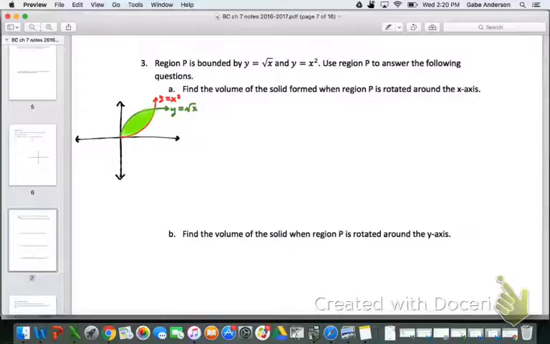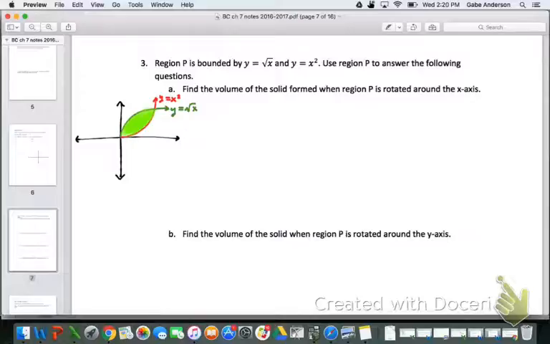Okay. So there is my graph of region P right there. Kind of compare a little bit. I labeled my graphs. Hopefully that makes it a little bit more clear. And then I shaded it in there. We can see region P. We're going to rotate this around a bunch of stuff. We're going to start off in A. A says, find the volume of the solid formed when region P is rotated around the x-axis.